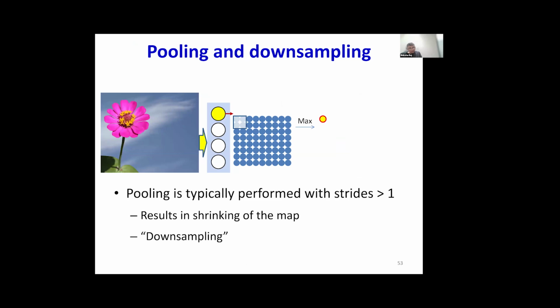So same thing. Pooling is typically performed with strides greater than 1. And this results in a shrinking of the map, which is why pooling layers were often just called downsampling layers, because you almost never perform pooling with a stride of 1. You almost always perform pooling with a stride greater than 1.